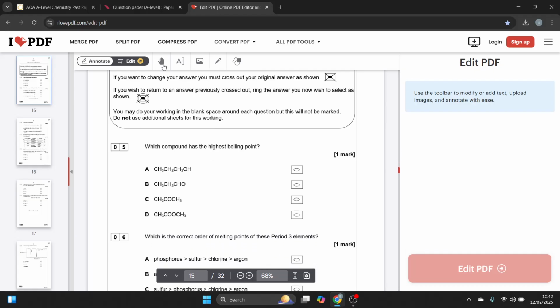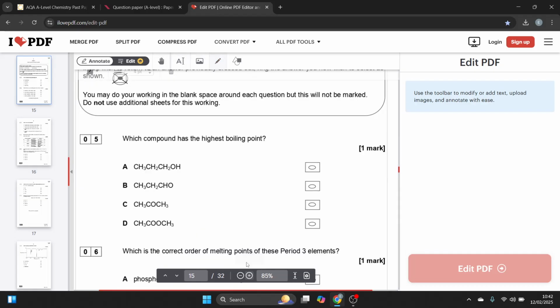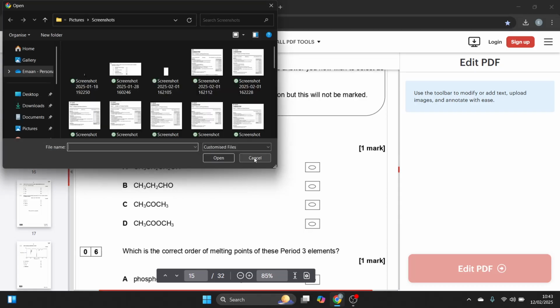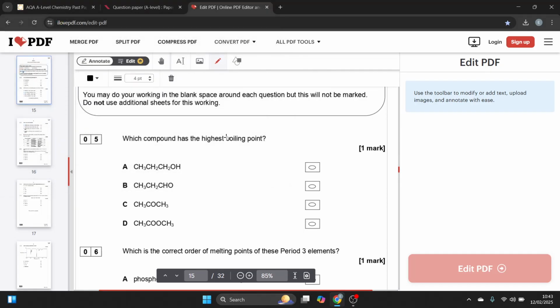Which compound has the highest boiling point? Anytime it says that, 9 times out of 10 I'm going to be looking for hydrogen bonds, right? So which one has hydrogen bonds? So the N, O or F atom bonded to an H atom.